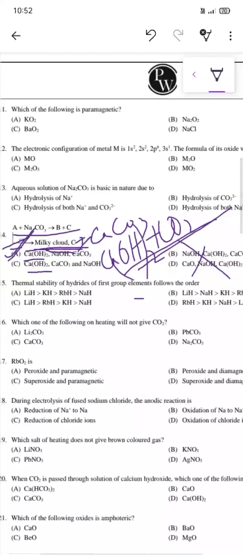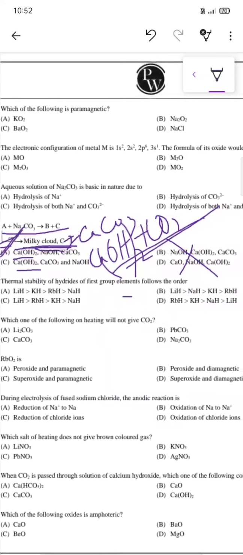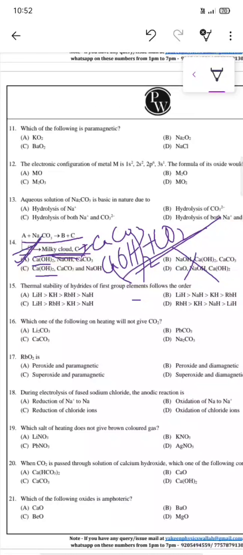Next, thermal stability of hydrides of first group elements follows the order. So thermal stability increases down the group. So Li, Na, K, Rb. Sorry, this is not increases down the group. Li, Na, K, Rb. This is the answer. Answer is D.